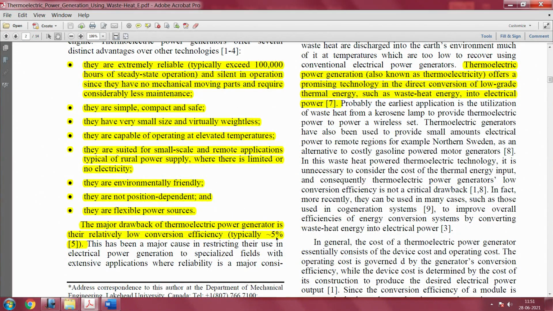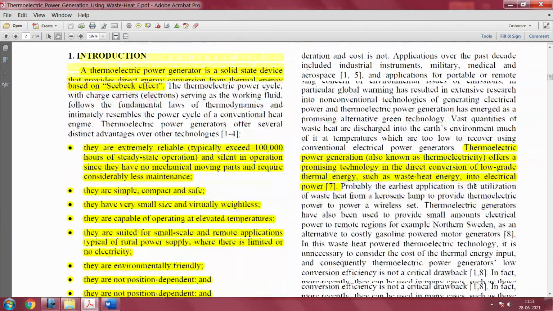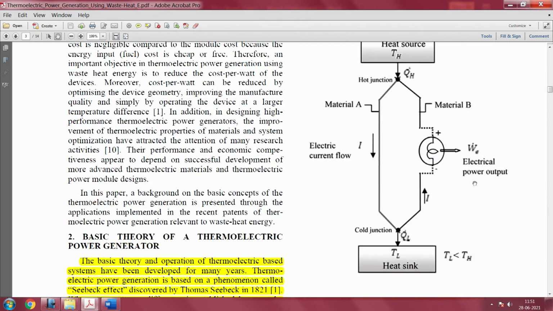Okay, that is the only problem, and that is again brought out by this paper, which says power generator is relatively low conversion efficiency, typically 5%. Again there is a reference in this paper which talks about that number. And how do you calculate the efficiency of the system?